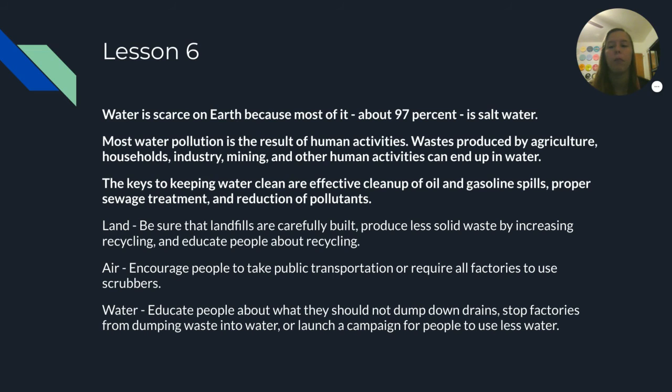Land pollution, a way to help that is be sure that landfills are carefully built, produce less solid waste by increasing recycling, and educate people about recycling. Reducing air pollution is encouraging people to take public transportation or require all factories to use scrubbers. Water, educating people about what they should not dump down drains, stop factories from dumping waste into water, or launch a campaign for people to use less water.